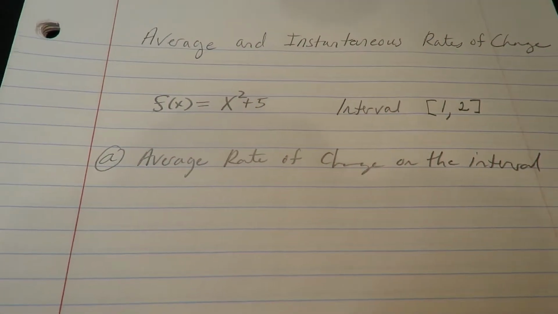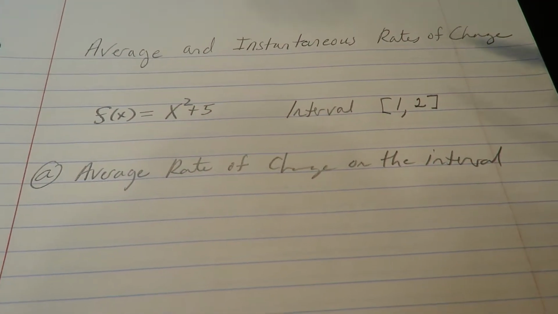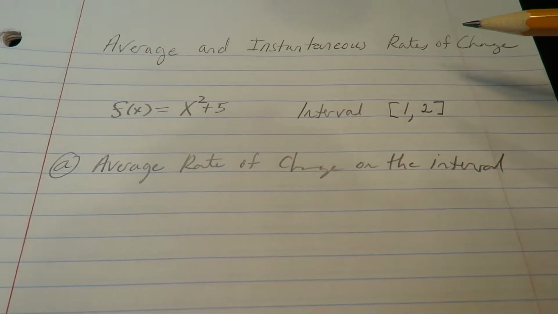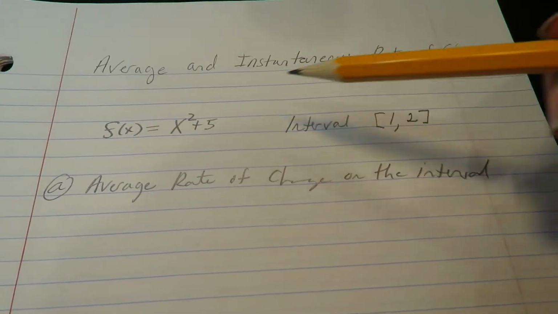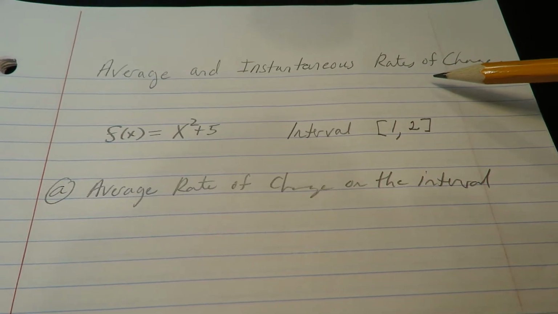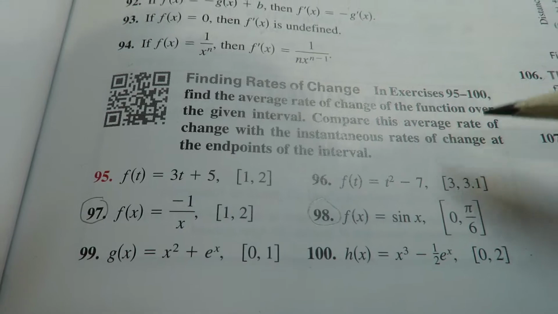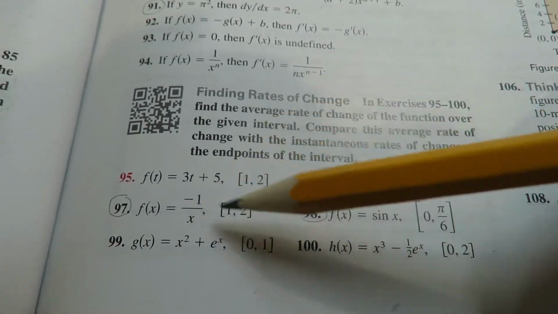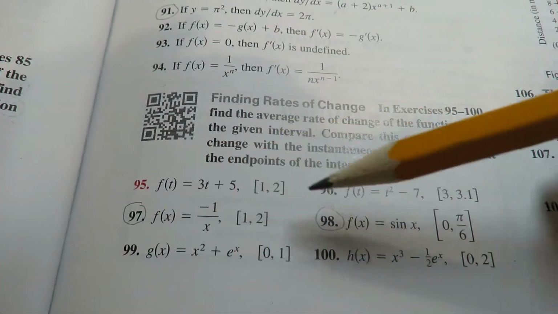Okay, gang, I believe this will be the last topic for this section, which is average and instantaneous rates of change. So when you do the homework, that's going to be over here towards the end. Average and instantaneous, I'm giving you 97 and 98.